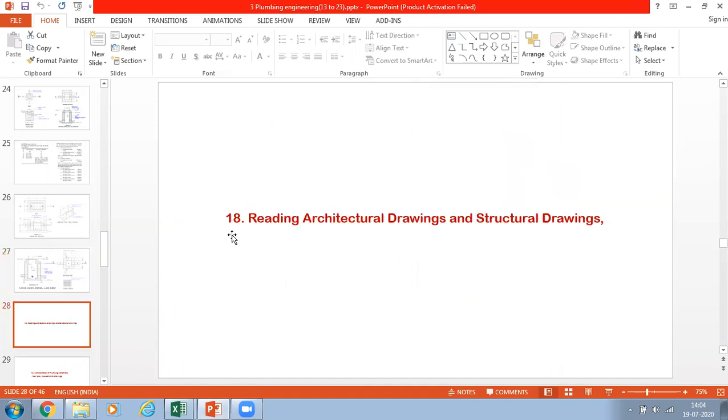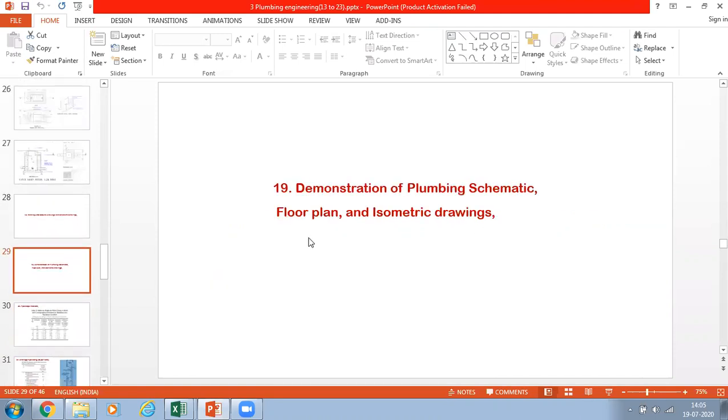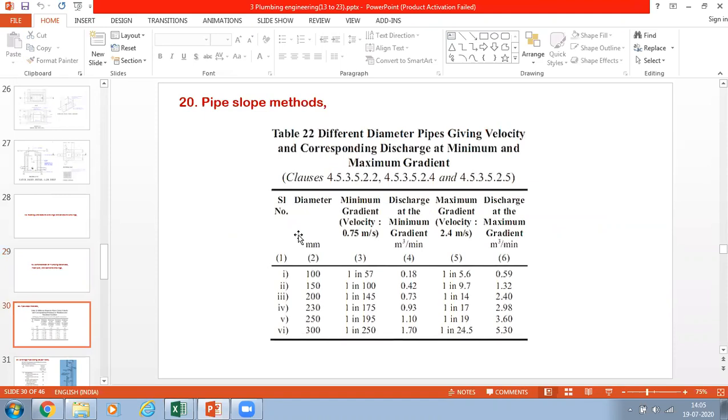Next class, nobody should be absent because it is a very important class. Next we are going to start the calculations slowly. Our main calculation, we are going to start the pipe sloping method and the drainage pipe size method. Everything we are going to start, so you should not be absent. Okay, sir. Next we will read the architectural drawing and a demonstration of the plumbing schematic, floor plan and everything, and the pipe sizing and drainage pipe slope method.